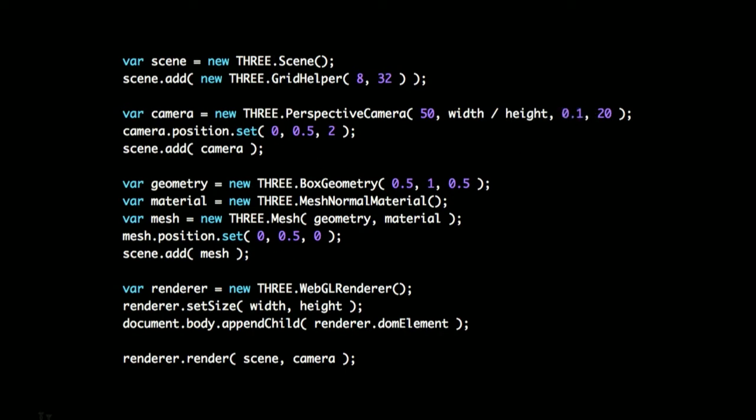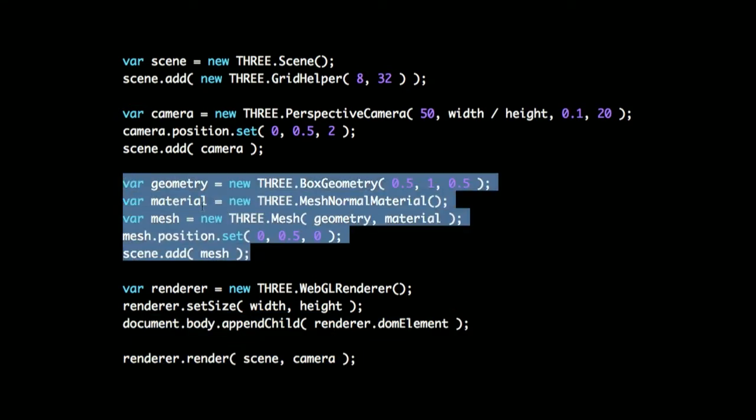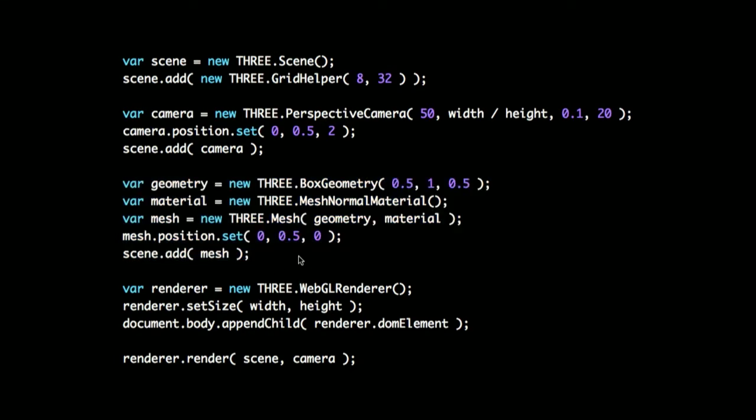And then this is how you create a box. You first need to create the definition of the geometry of the box itself, and then the material, which is how it's going to be rendered. Then you create a mesh that takes the geometry and the material, and then you place it. We're placing it half a meter on top of the floor because the box itself is 1 meter high.